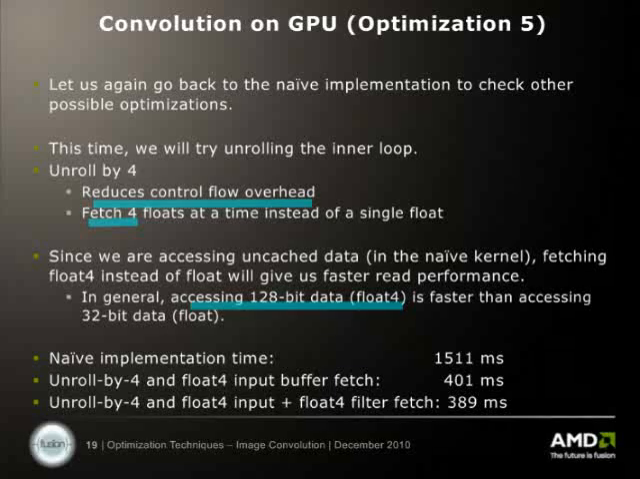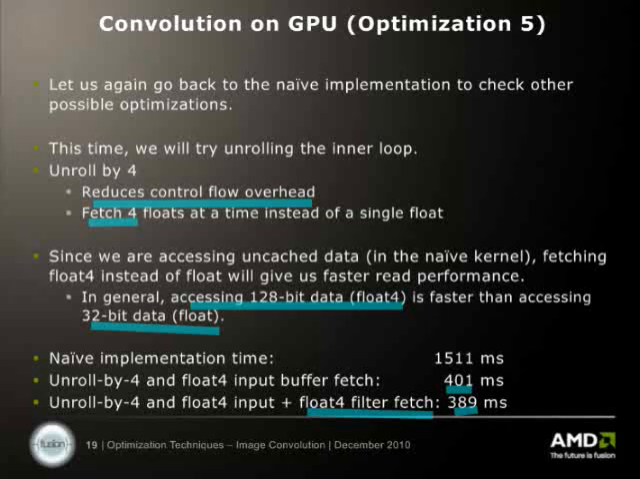Instead of fetching just one input data, like if the for loop executes over one input item at a time, we access one input data and then another in the next iteration and the third in the next iteration. So in this case, we unroll the loop by 4 times, and we access 4 different elements of the input data at once. That helps because accessing 128-bit data is faster than accessing 32-bit data, right? So accessing as float 4 is faster than accessing as float. That should give us better performance, and it does.